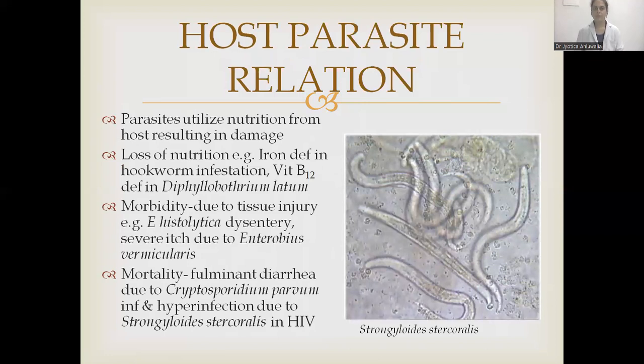In host-parasite relation, the parasites utilize the nutrition from the host, resulting in damage. There can be loss of nutrition like iron deficiency in hookworm infestations or vitamin B12 deficiency in D. latum, that is Diphyllobothrium latum. The morbidity is due to the tissue injury, like in E. histolytica, there is a dysentery, severe itch in the cases of Enterobius vermicularis, and mortality, fulminant diarrhea due to Cryptosporidium parvum infection and hyperinfection due to Strongyloides stercoralis in HIV.